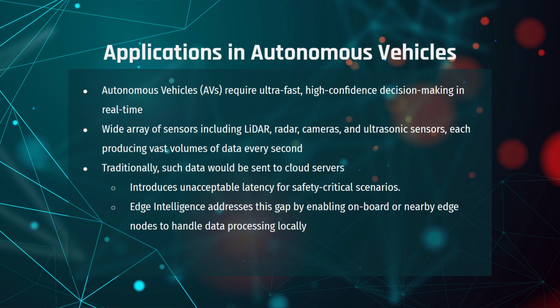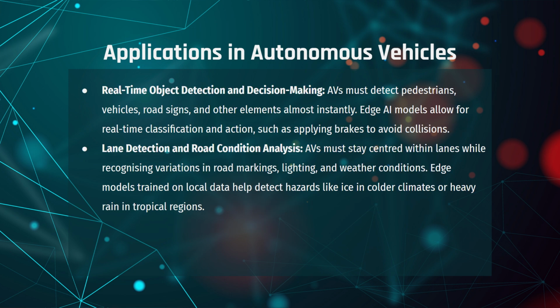For the application of edge intelligence, I chose autonomous vehicles, also known as AVs, as they require ultra-fast, high-confidence decision-making in real time. AVs have a wide array of sensors that produce vast amounts of data every second. Traditionally, such data will be sent to cloud servers, but that introduces unacceptable latency for safety-critical scenarios. Edge intelligence addresses this gap by enabling on-board or nearby edge nodes to handle data processing locally. This allows for AVs to accomplish essential tasks.